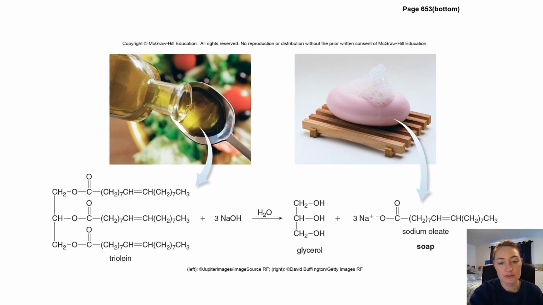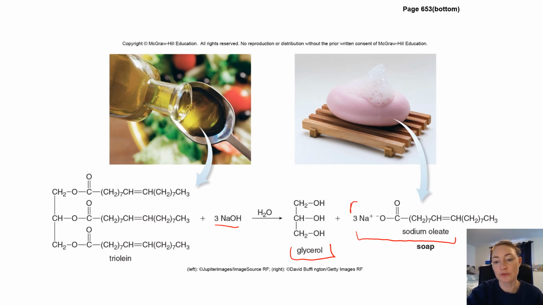But the goal is to hydrolyze those in the presence of a strong base like sodium hydroxide or potassium hydroxide in the presence of water. And you're going to wind up with a glycerol, which you do not want. You'll have to salt that out of the solution, remove the glycerol from that. And you'll wind up with a metal salt of your 3 fatty acids. And it's that metal salt that is your soap.